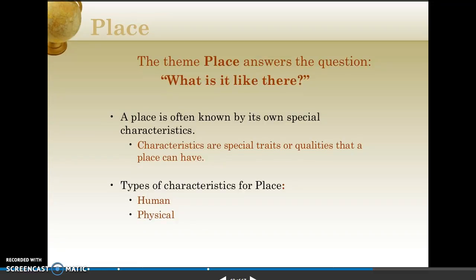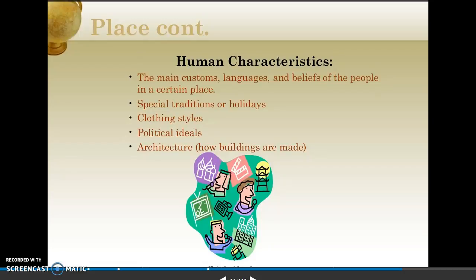Place. The theme place answers the question, what is it like there? A place is often known by its own special characteristics. Characteristics are special traits or qualities that a place can have. Types of characteristics for place are human and physical. Human characteristics are going to be the main customs, languages, beliefs of the people in a specific place, special traditions or holidays, clothing styles, political ideas, and architecture.